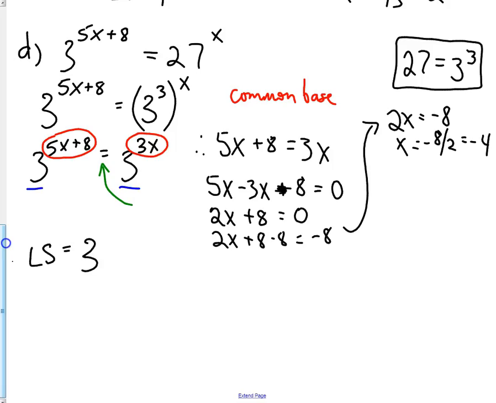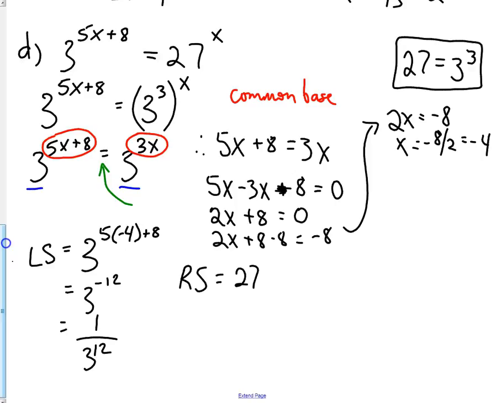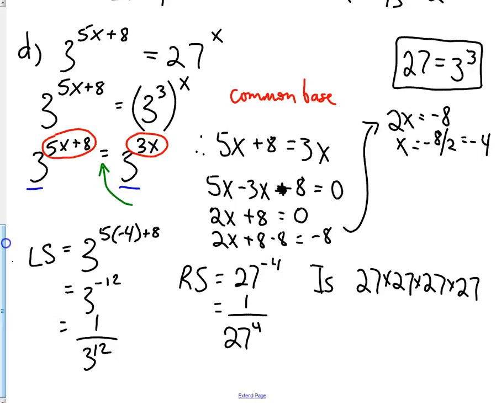So left side would be 3 to the 5 times -4 plus 8. So -20 plus 8 is -12, and that'd be 1 over 3 to the 12. And the right side is giving me something like 27 to the -4, which is 1 over 27 to the 4. And here what I'm really looking to verify is: is 27 times 27 times 27 times 27 the same as 3 multiplied 12 times over?